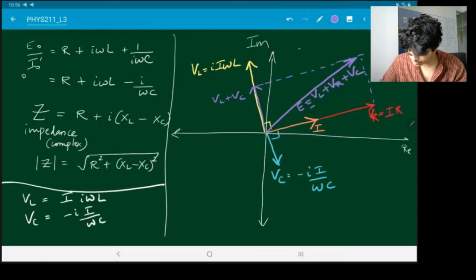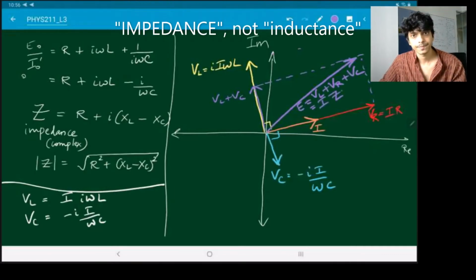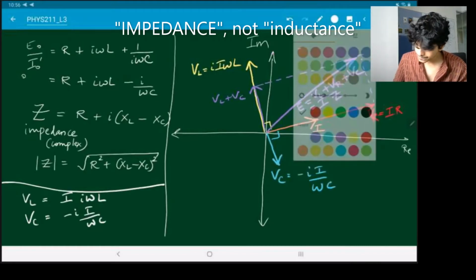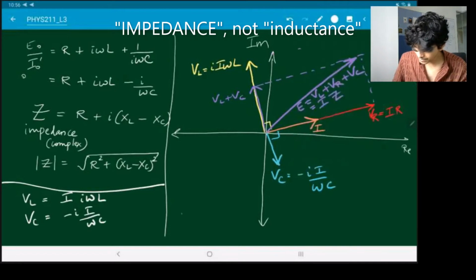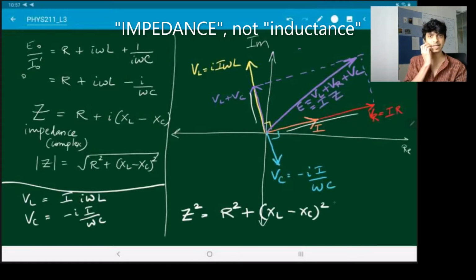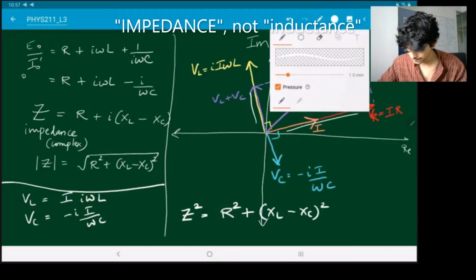And this is going to be I times the overall impedance. So now based on this, can you guess what the overall impedance should be? Well, this is just from Pythagoras' theorem. You will see that Z square is just R square plus, so here this length is R and this length over here is XL minus XC, the whole square. So from this graph, again, you can see what the formula for the impedance should be.